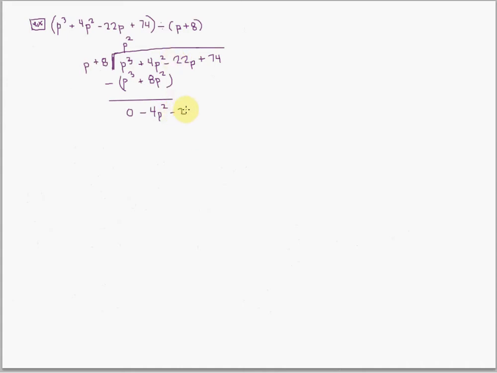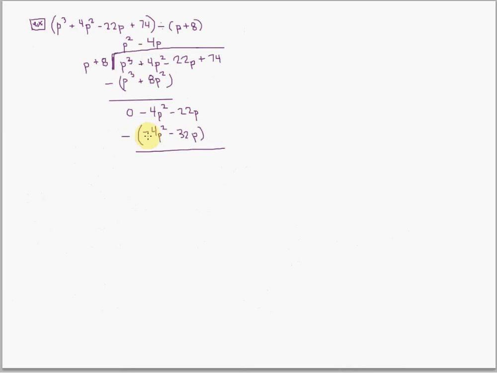And this time we're going to find out what I have to multiply p by to give me a negative 4p squared. So I need to multiply it by negative 4p, because when I multiply these two together, it gives me the same number that is right here. And that was our goal, to eliminate that first term. But now we need to multiply the negative 4p by this value as well, so we get negative 32p. And then we go through and subtract.